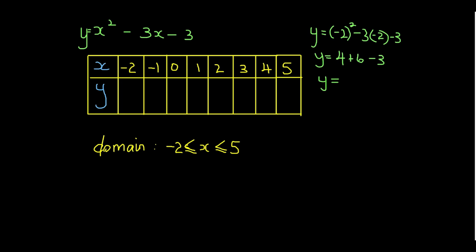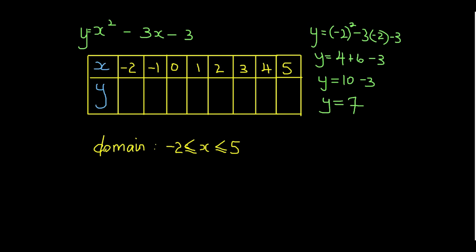-2 squared will give us a +4, right? Because -2 by -2 is a +4. Next, we have -3 by -2. So the product of two negatives will give us a +, 3 2's are 6. And then finally, our constant -3. Just bring that forward. Now 4 plus 6 is 10, and 10 minus 3 is going to give us the answer for y. So y is equal to 7. Okay?